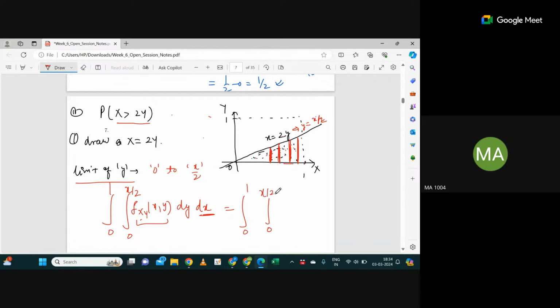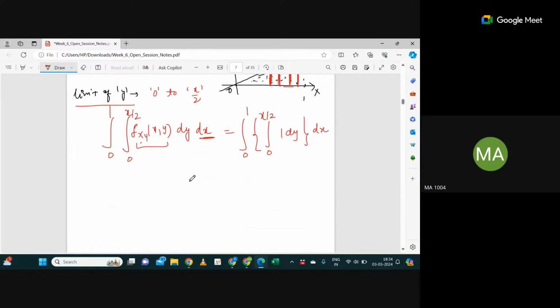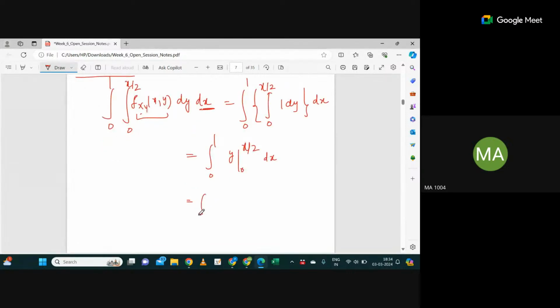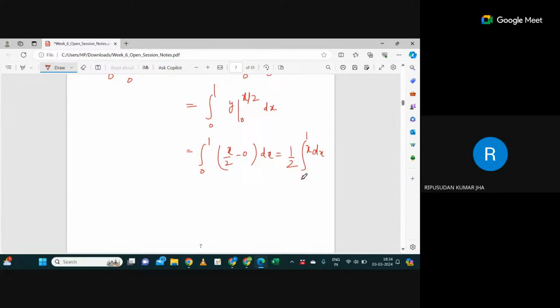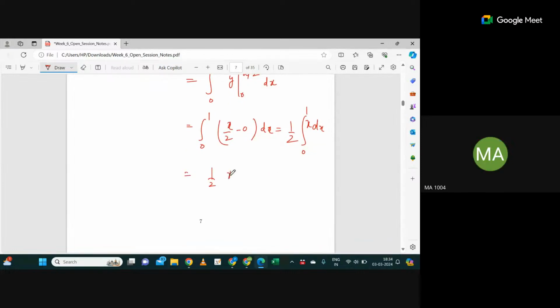I mean, the value of joint density is 1, right? This is the dx part. So it will be 0 to 1, and it will be y, so 0 to x by 2 dx. Okay. So 0 to 1, and this y will be x by 2 minus 0 dx. Now I have to integrate x here. So it will be 0 to 1, half, x can take square outside, x square upon 2, so it will be 1 by 2, x square by 2, 0 to 1, then 1 by 4, 1 minus 0, which is 1 by 4.